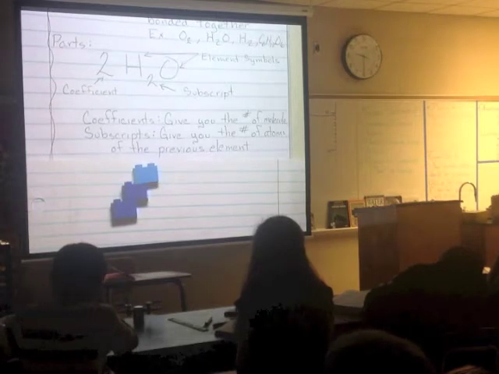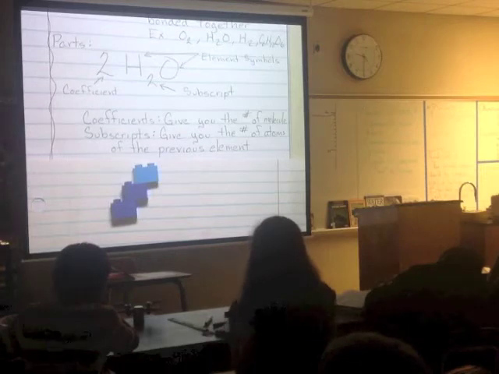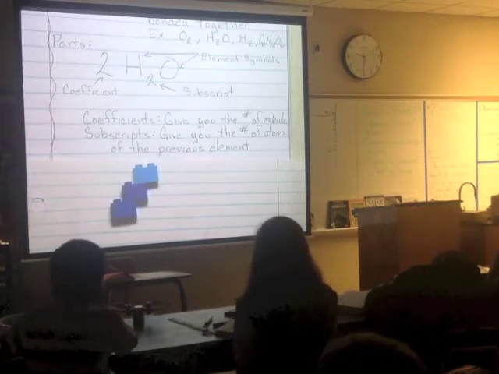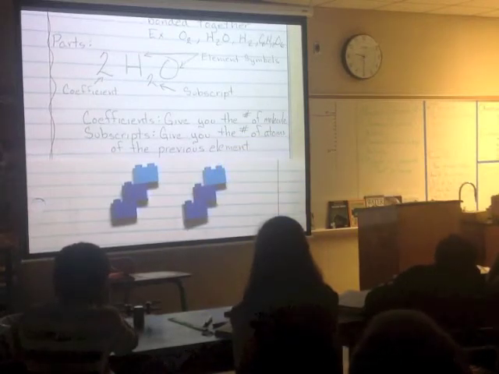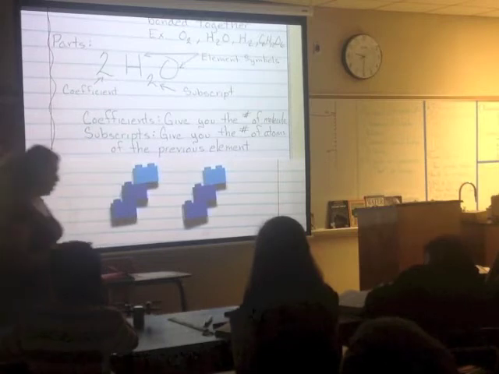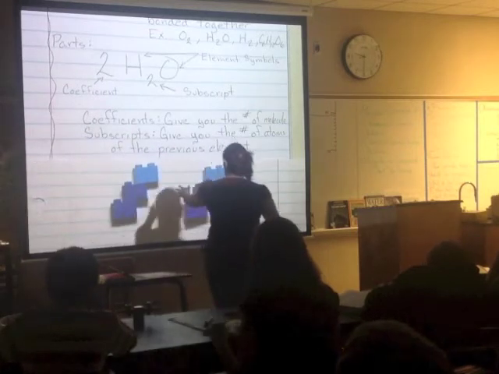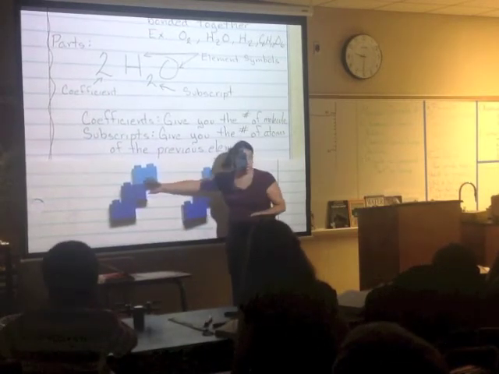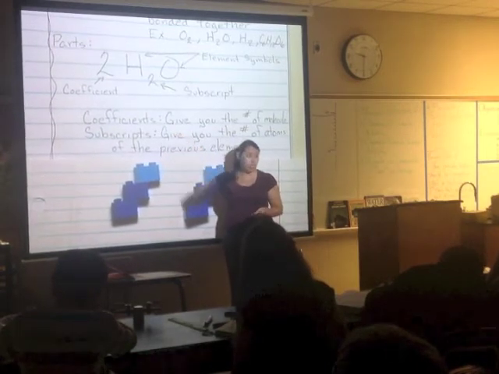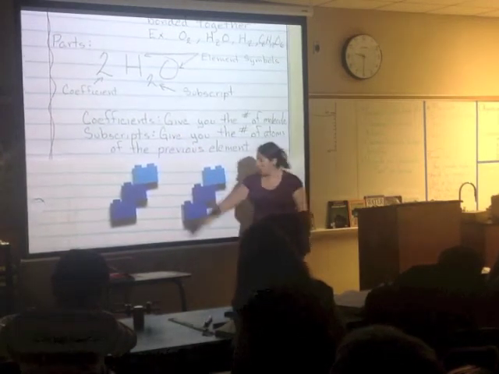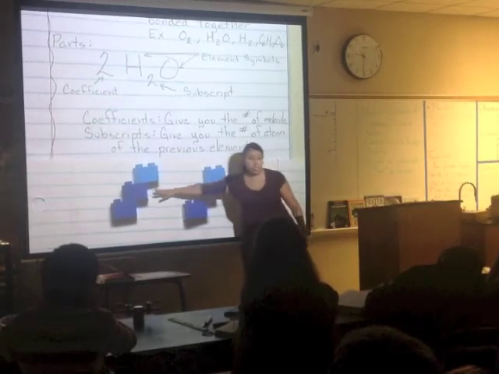Now, 2H2O is 2 water molecules, but the water molecules are not bonded together. So this would be 2H2O. Okay? H2O is this: 2 hydrogens, 1 oxygen bonded together. But 2H2O, that 2 is telling me that I have 2 molecules. So I have 2 of these. But these 2 are not attached.